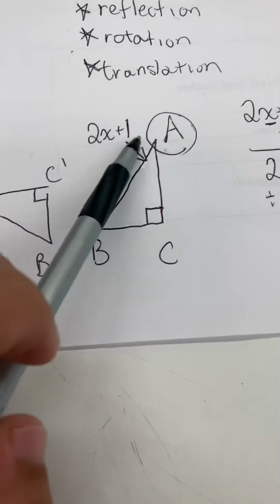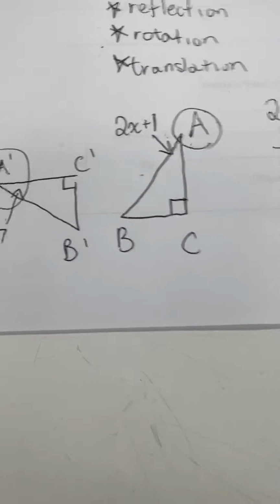Plug it in and double check it. 2 times 3 is 6, plus 1 is 7. 7 equals 7. They're supposed to be matchy-matchy, and they are, so we're all good.